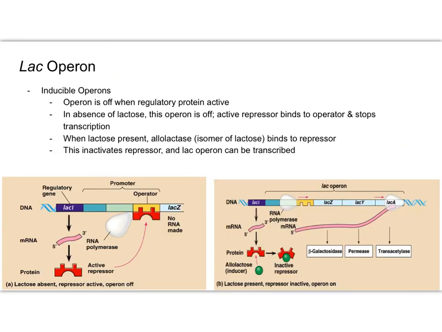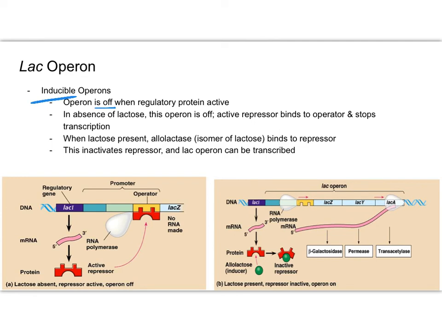So our first example here is what's called a lac operon. This is probably the most common operon example, definitely the most common inducible operon example, but again, kind of your absolute 100% most common operon example in general. So a lac operon is an inducible operon, meaning that it is normally off, okay, and it can be turned on. It can be induced to be turned on.